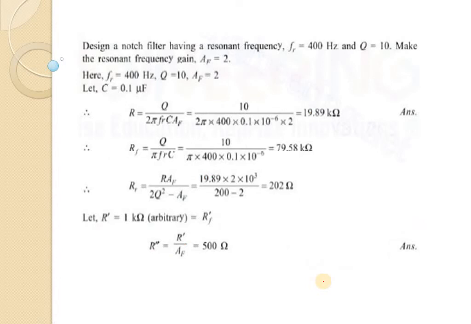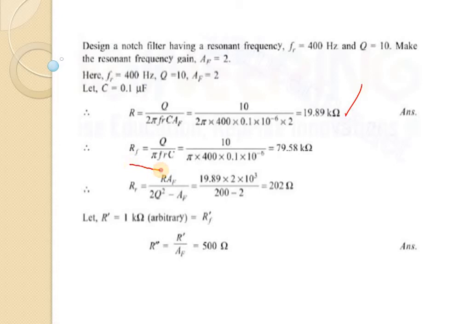Now we will design a notch filter, that is a band reject filter, having resonant frequency 400 Hz, Q equals 10, and make the resonant gain AF equals 2. Here FR equals 400, Q equals 10, and AF equals 2. If C equals 0.1 microfarad, so R equals Q divided by 2 pi FR C into AF, that is 10 divided by 2 pi into 400 into 0.1 into 10 to the power minus 6 into 2, that is 19.89 kilo ohm.